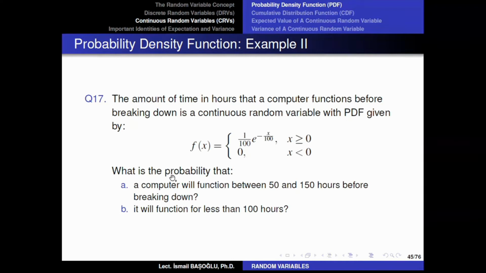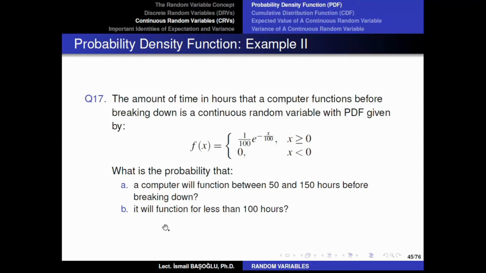So the question asks, what is the probability that a computer will function between 50 and 150 hours before breaking down? Now, my friends, remember, this probability density function represents the amount of time in hours. And this means in the question, if it asks me the probability that the function time to be between 50 and 150 hours, I can safely use these two values as integral boundaries. Then compute the integral, and between 50 and 150, the function is defined with this part.